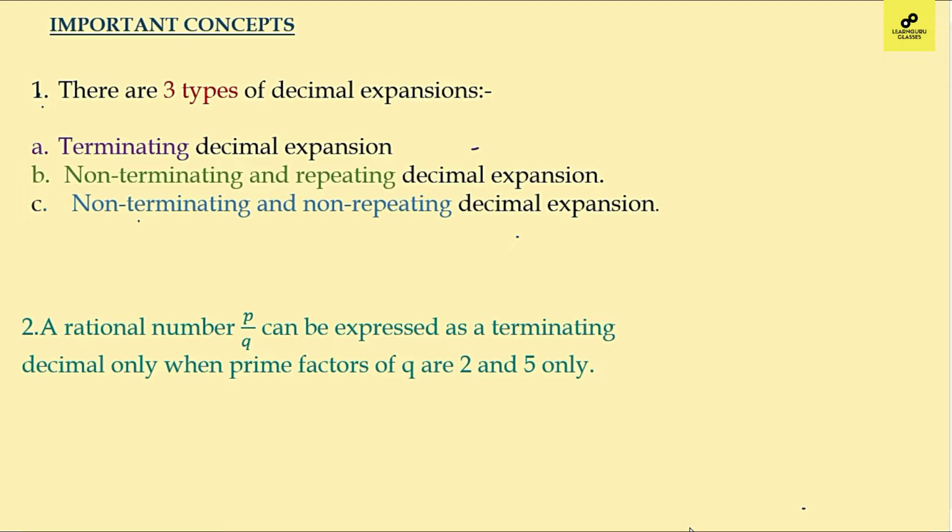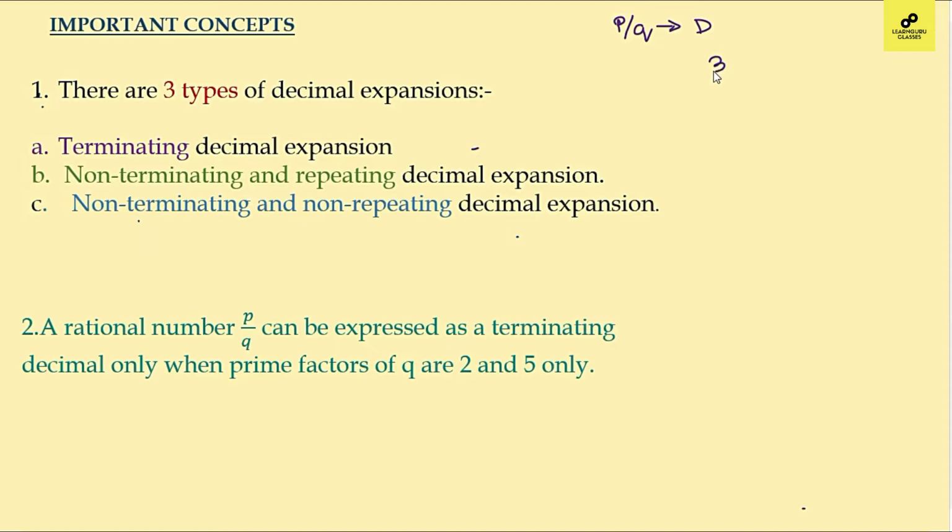There are three types of decimal expansions: terminating decimal expansion, non-terminating and repeating decimal expansion, and non-terminating and non-repeating decimal expansion. So what are all these things? Basically any fraction, let it be a fraction in the form of p by q, can be converted into its equivalent decimal expansion with the help of division.